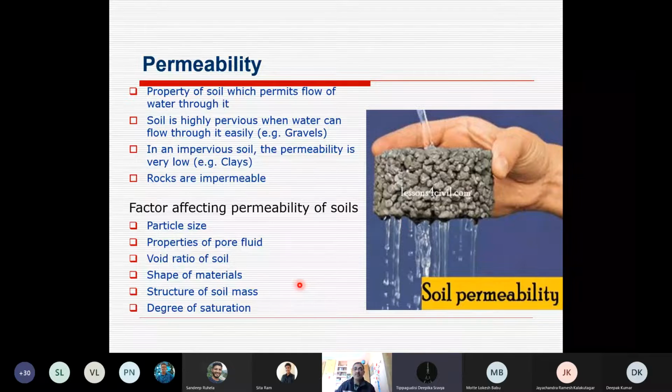saturation. Permeability means it is permitting. If it is clay soil, its permeability will be more when it is saturated. When it is dry, it will first absorb, so the permeability in the particular condition we are measuring will be less. So these are the conditions.